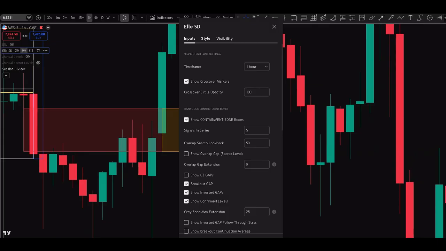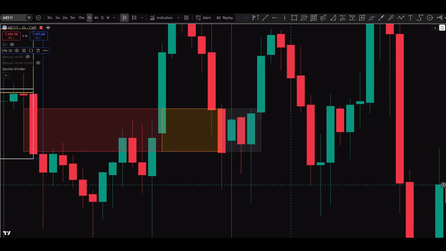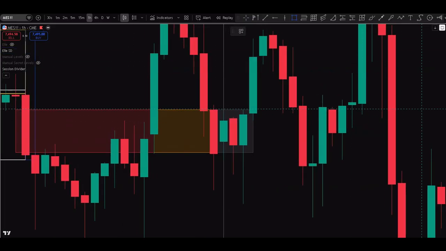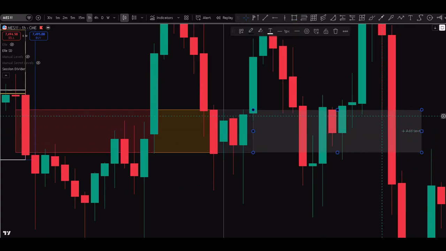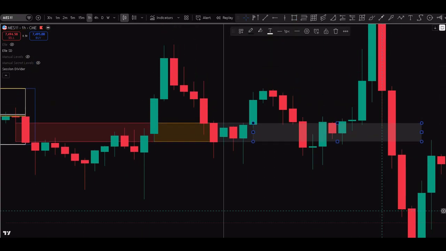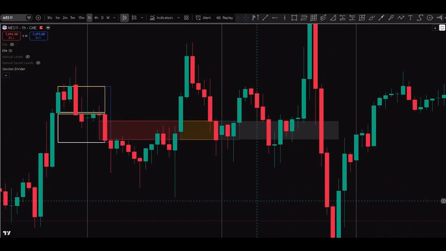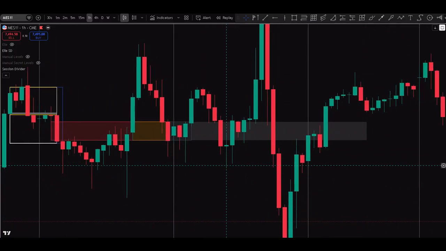So we've moved from breakout gaps to inverted gaps to confirmed levels. You can see now that we're using this zone as a confirmed level. It's no longer a bearish breakout. It's no longer an inverted gap. It's a confirmed level, which simply means that we've found a level in price where it's using this zone here as a level. If we're below it, we trade below it. If we're above it, we trade above it.